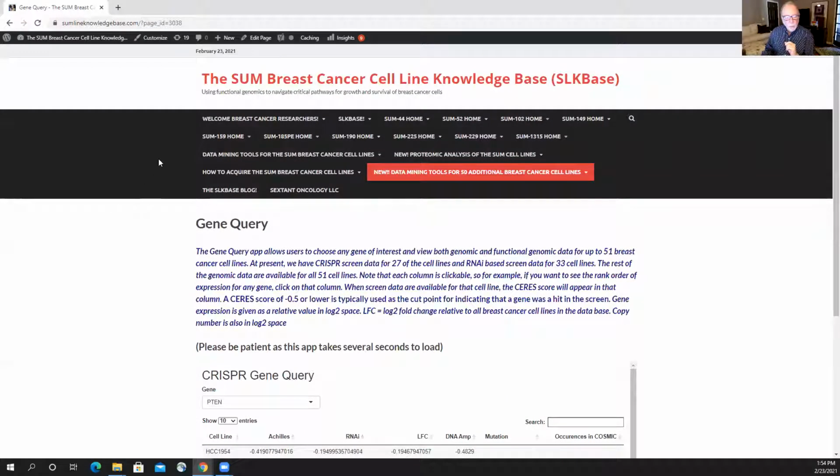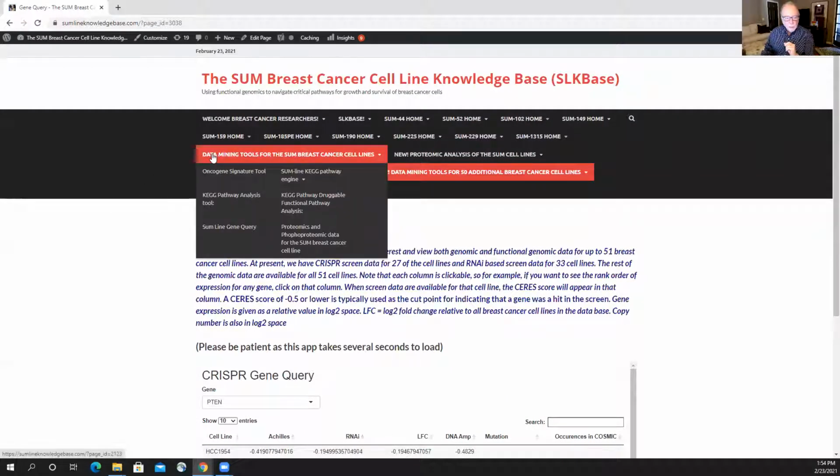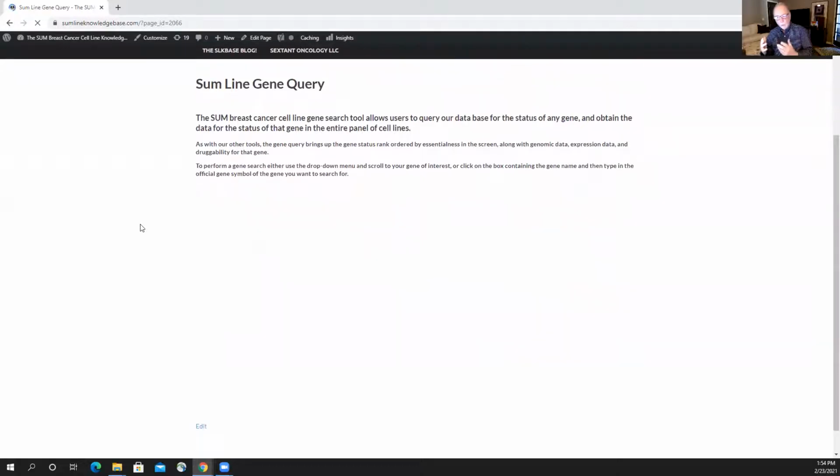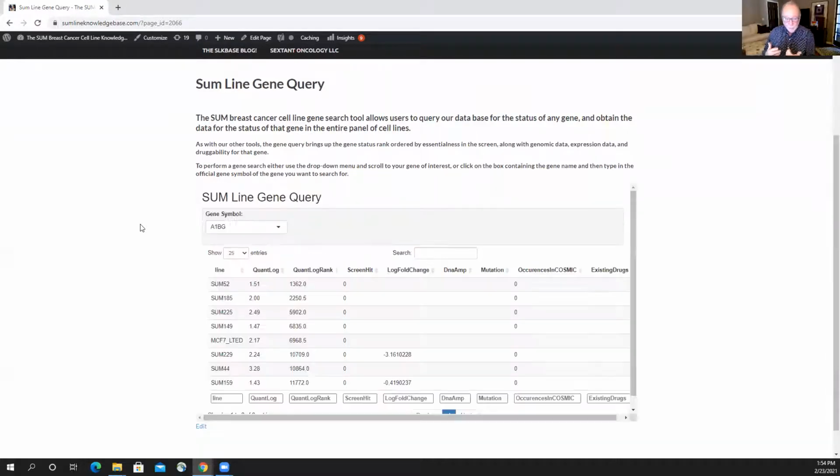Okay, so I just want to close by going now to the data mining tools for the Sum lines. And again, in the last video, I talked about these different sets of tools, and go to the Sum line gene query. And I'm just going to do this to highlight one key difference in the way these tools work here, because as I mentioned in the previous video, the method that we use to do the screen in my lab, even though the overall method is the same as what the Han lab used, our methods for quantifying the data are different.